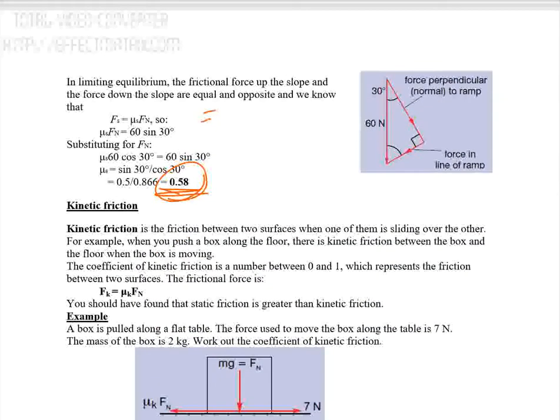The maximum value of the coefficient of friction is below 1. Therefore the coefficient of friction is between 0 and 1. And the other one is kinetic friction. Kinetic friction is the frictional force when an object is in motion.